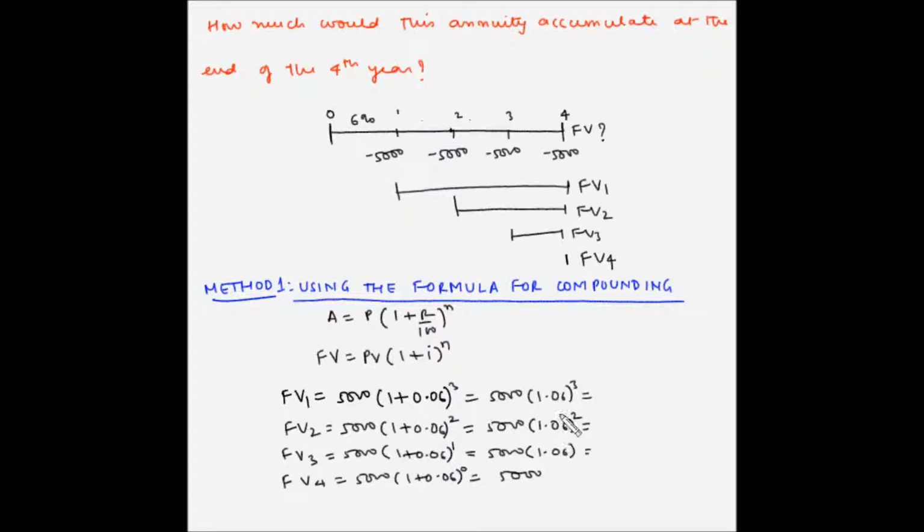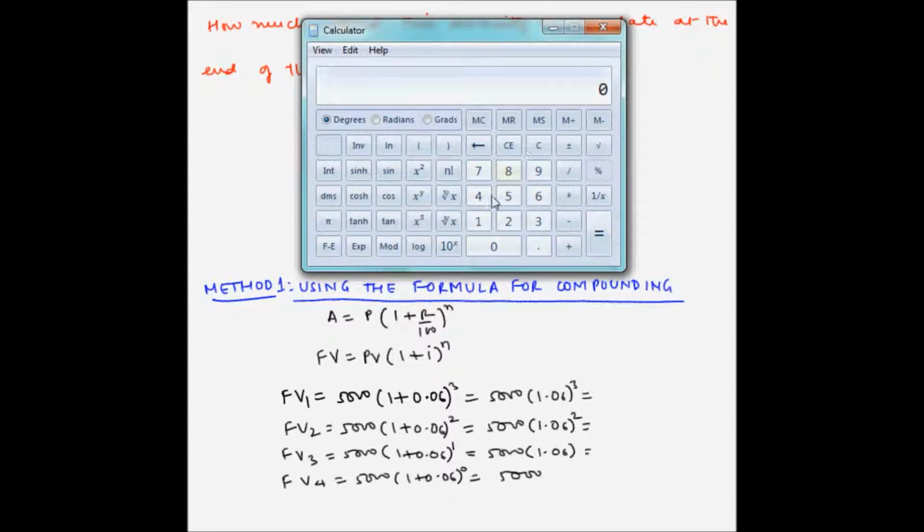Let us now calculate these amounts. So 1.06 cube into 5,000. So this is 5955.08.